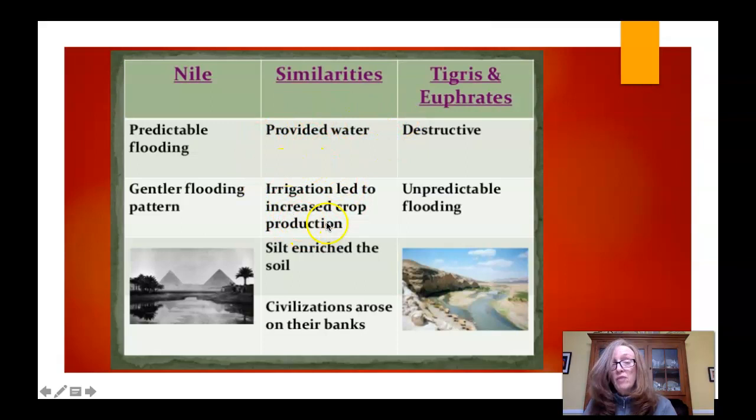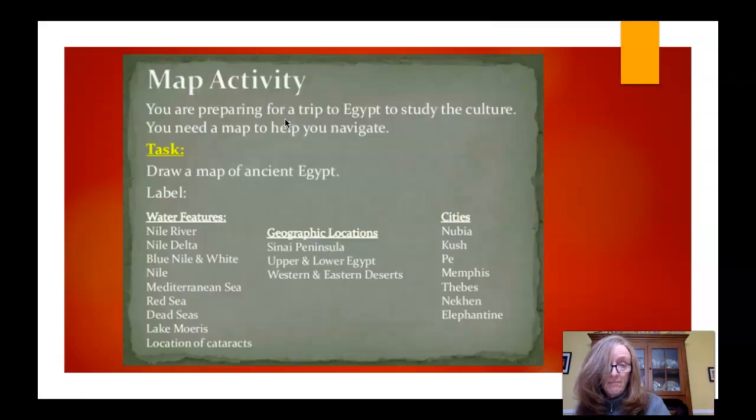They both provided an opportunity for the people who lived there to develop irrigation, those infrastructure projects to extend their growing regions and increase their crop production. Both have soil which is enriched by silt, and both had great civilizations develop along the banks of their rivers. So that's a little tie-in to ancient Mesopotamia, which we just finished studying.